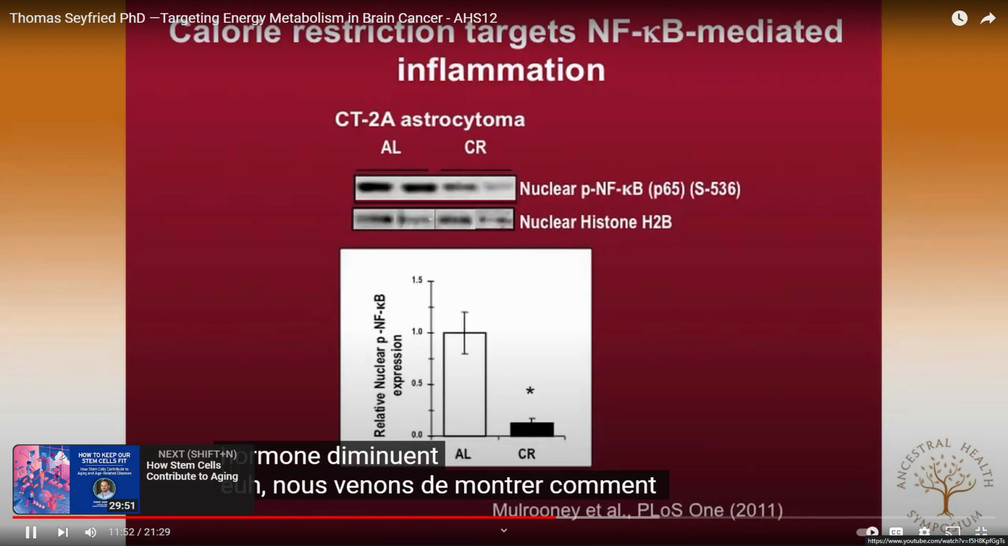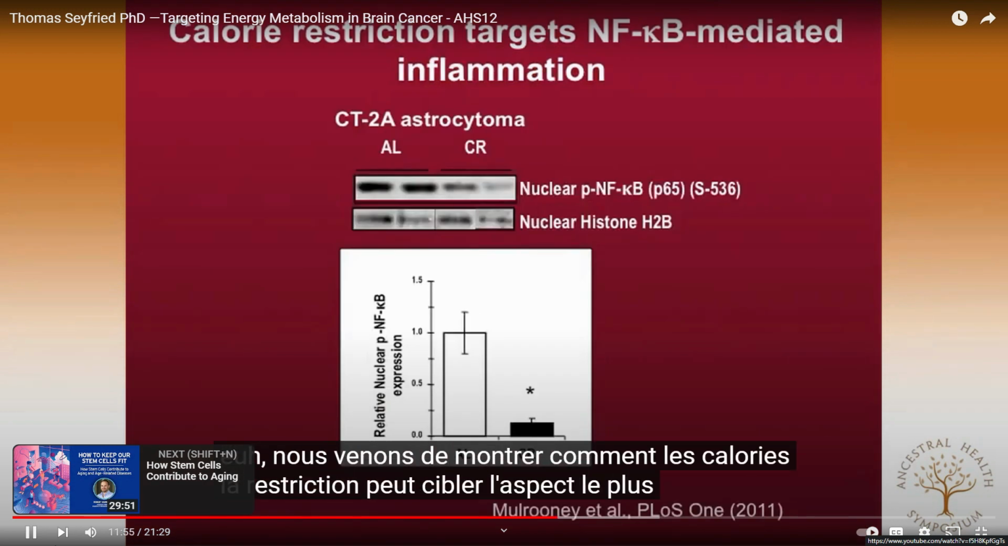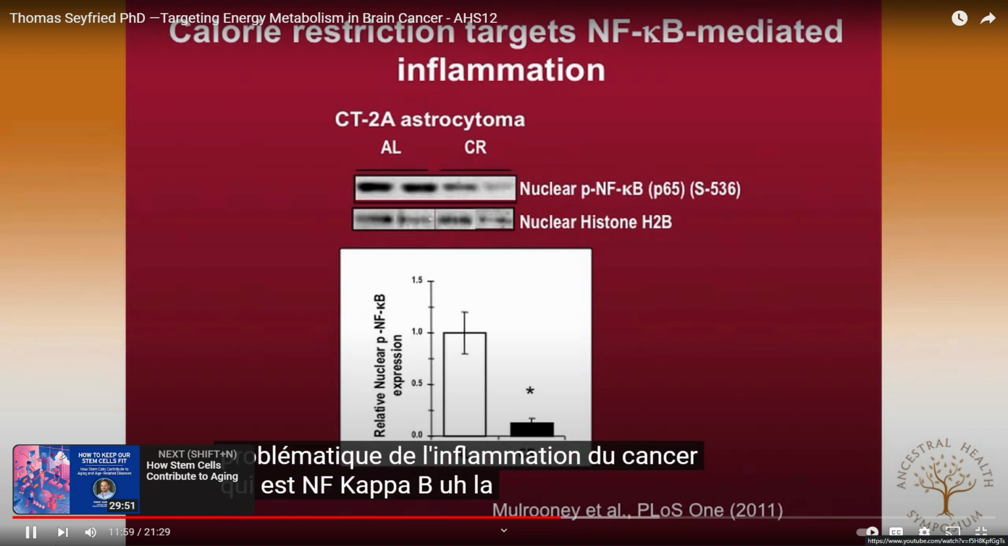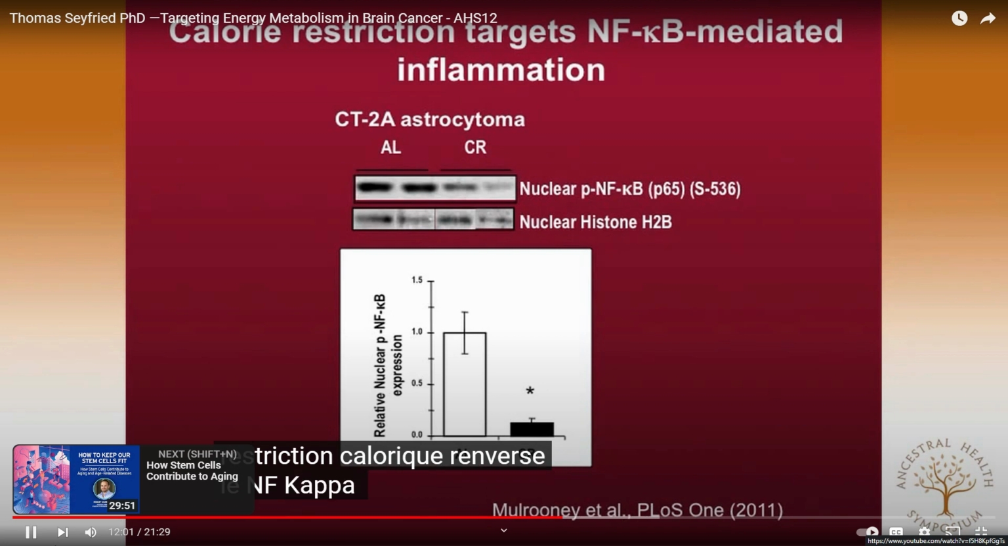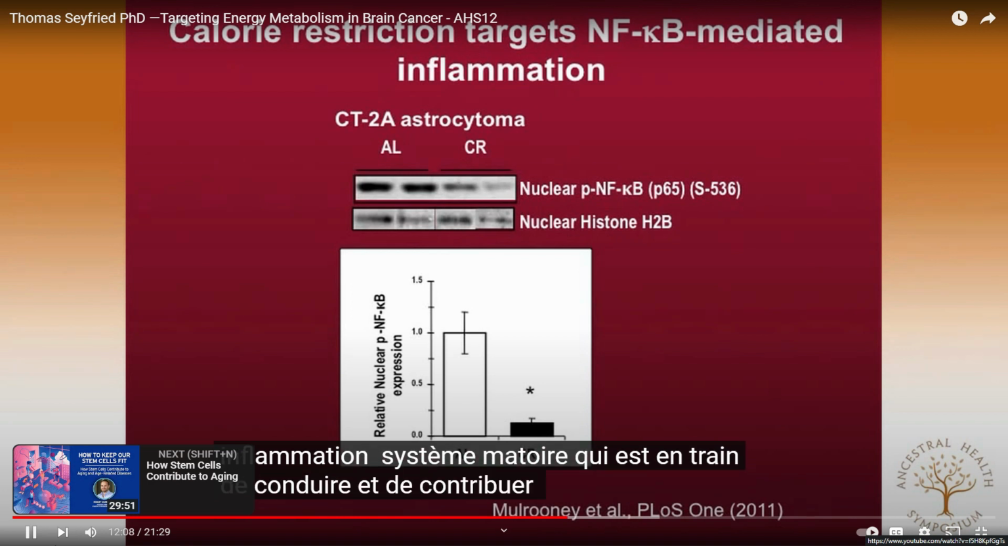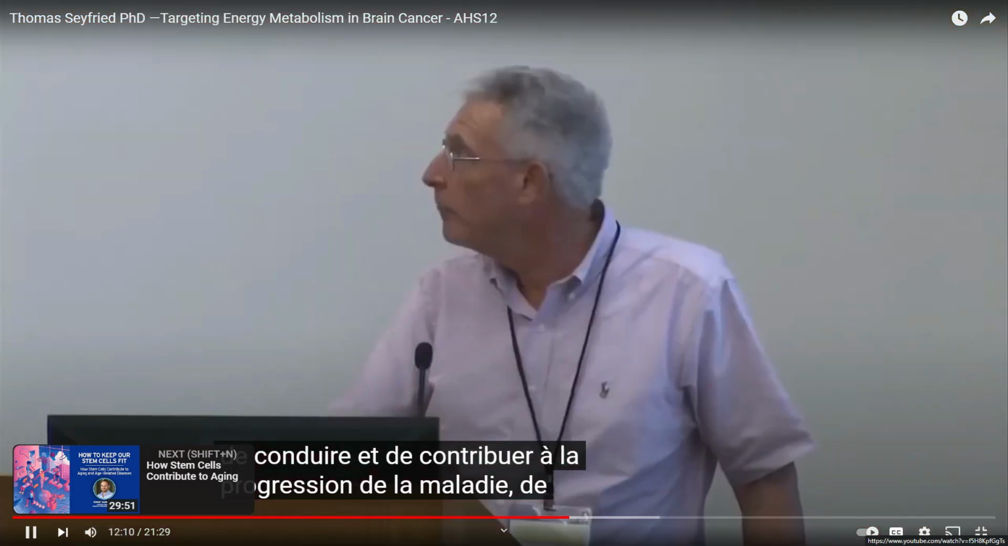We've just recently shown how calorie restriction can target the most problematic aspect of cancer's inflammation, which is NF-kappa B. Calorie restriction knocks down phosphorylated NF-kappa B through COX mechanisms. It shuts down the entire inflammatory system that's driving and contributing to the progression of the disease.